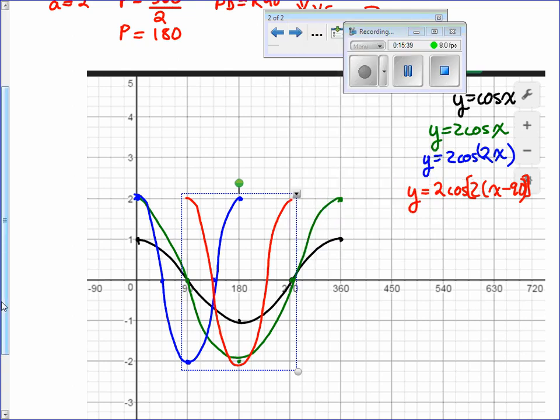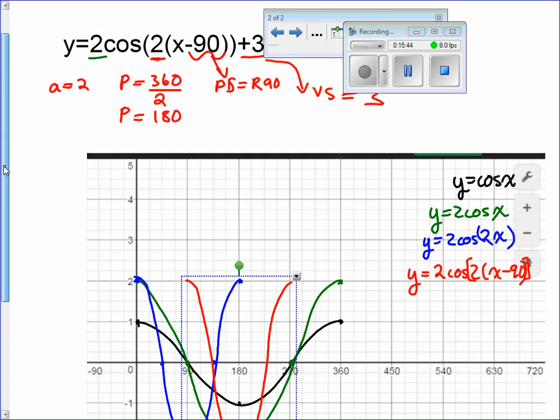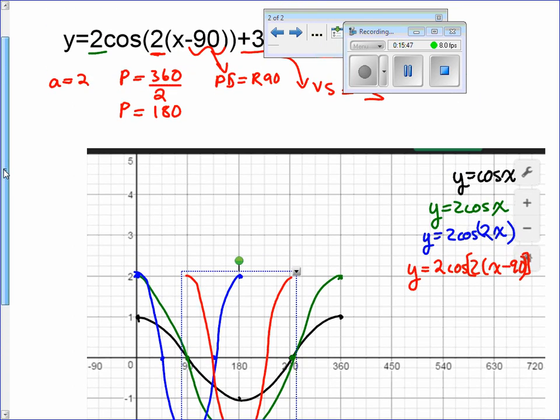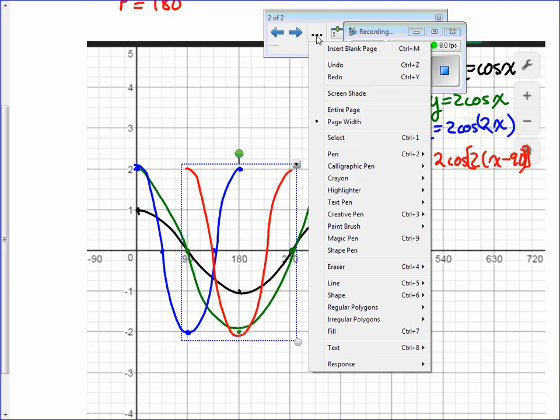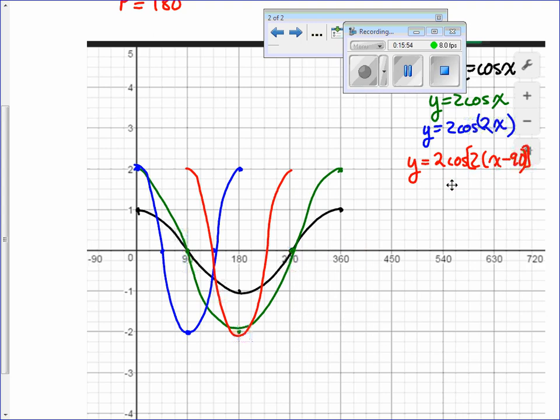So now, the last thing that we have to do is look at our graph and make sure that, oh, it's being shifted up exactly 3 units. So we're going to use a different color pen, and we're going to finish off with our purple again. So we're going to add 3 units, and that's what our last translation means. 2 cosine of 2x minus 90 plus 3. So this last purple graph is going to have to be shifted up 3 units.